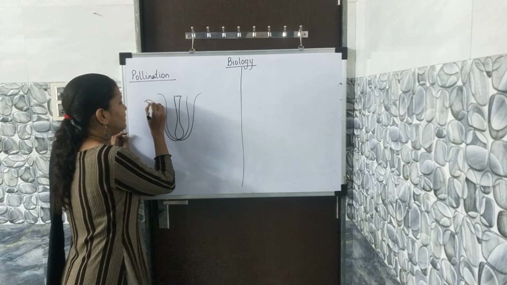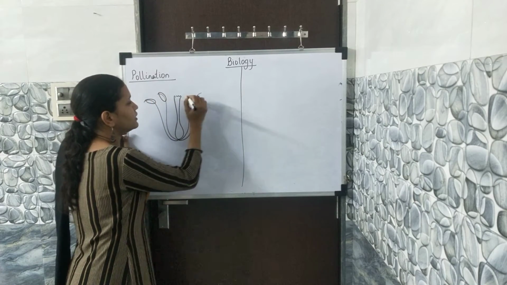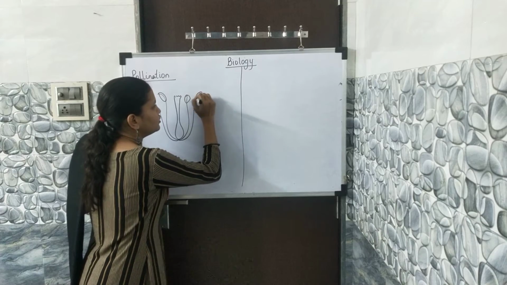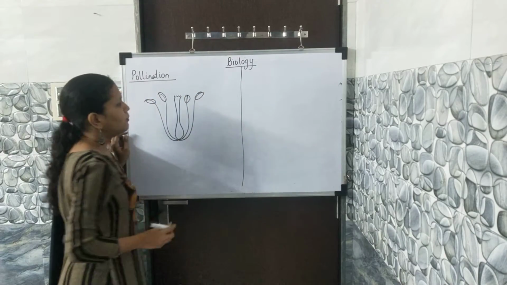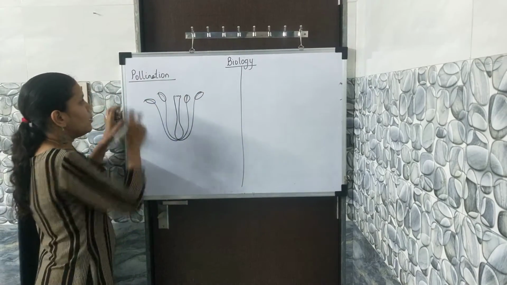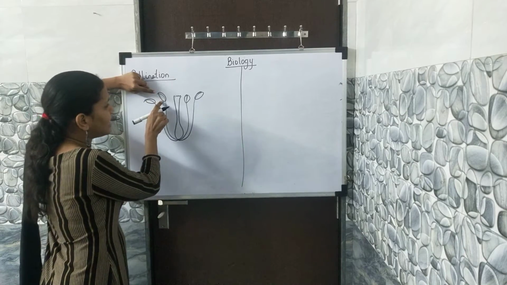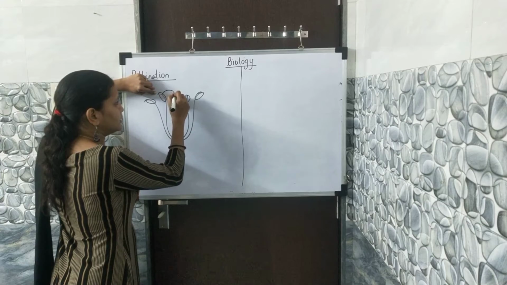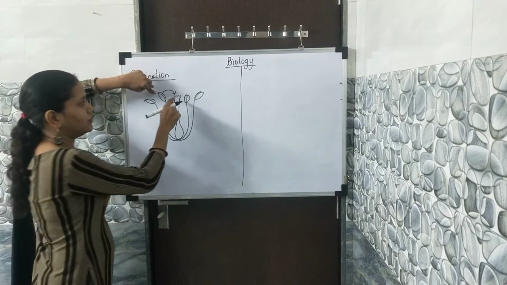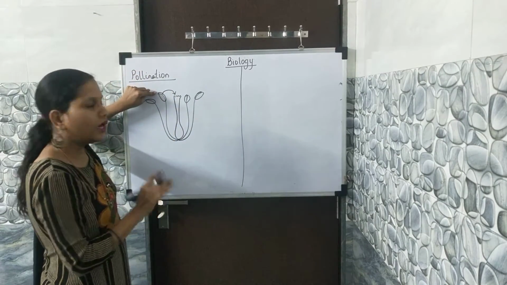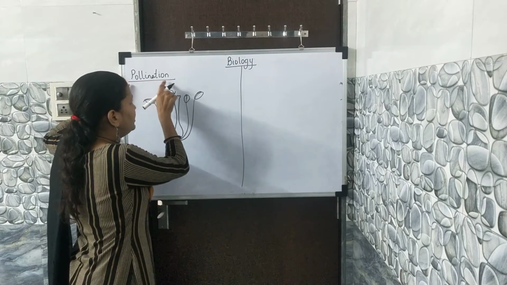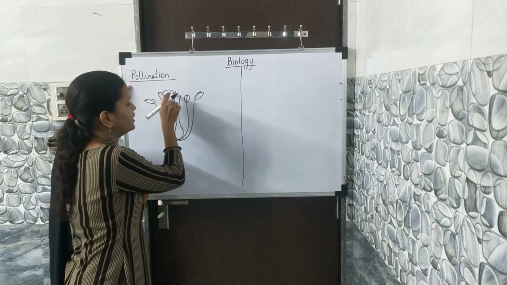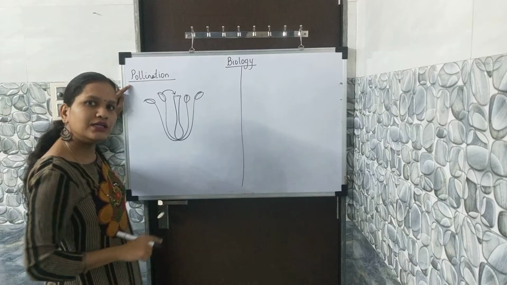Definitely the anther is a bilobed anther that I am taking, and the anther is going to have the pollen grains, right students? So pollination is as such: when this anther shows the pollen grains, they are going to descend and fall on this particular stigma. This process is called pollination, the transfer of pollen grains from anther to stigma.